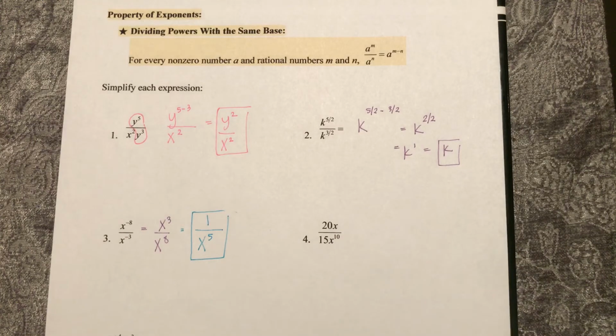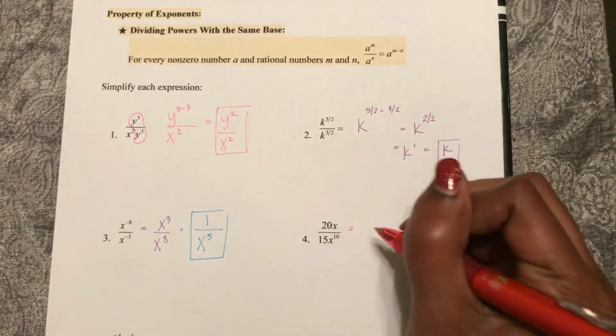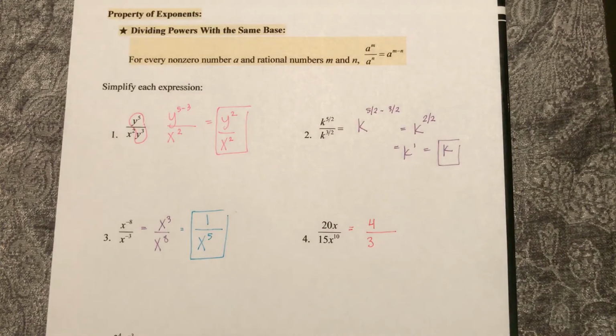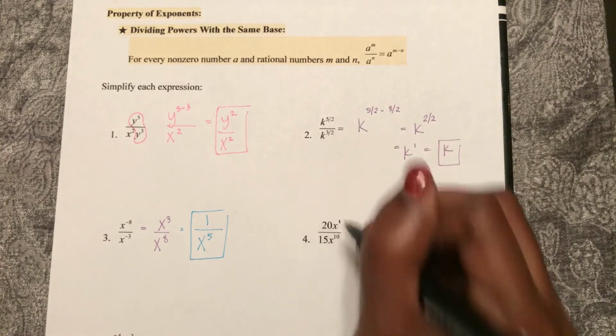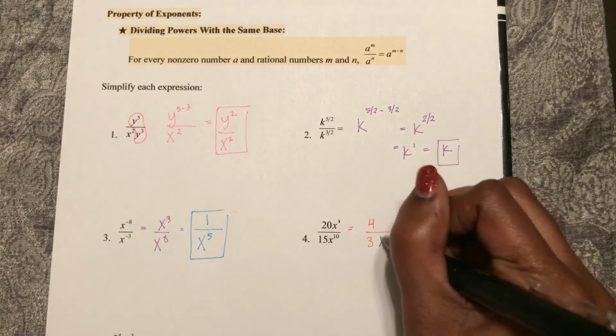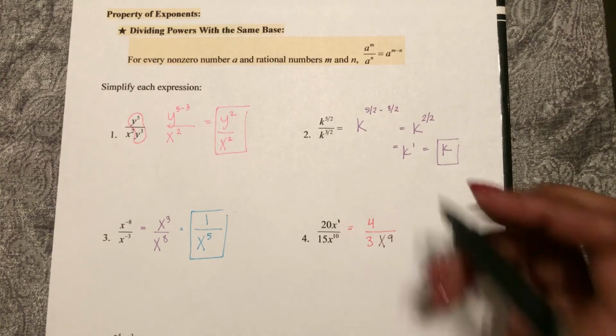Number 4 is kind of interesting, 2 parts to it. The first part we need to focus on is 20 and 15. They are both divisible by 5, so that leaves 4 over 3, simplifying that fraction. Now if I have 1x in my numerator and 10 x's in my denominator, one of these will cancel with one of these to leave x to the 9th in my denominator. Or I do 10 minus 1 to get 9.